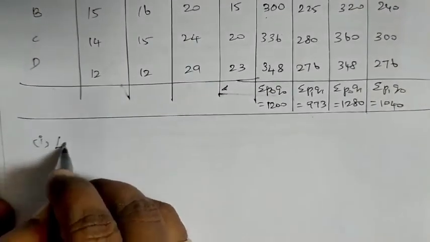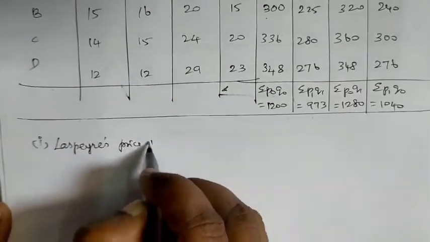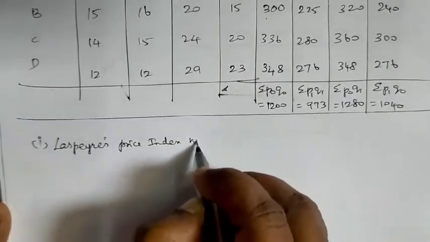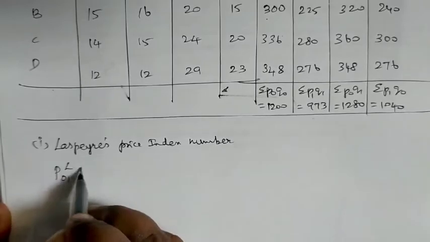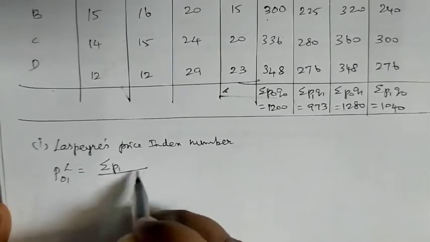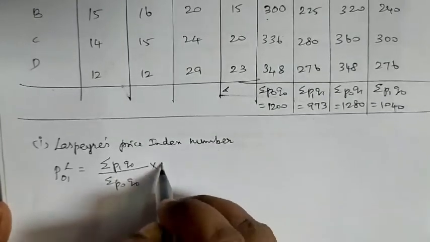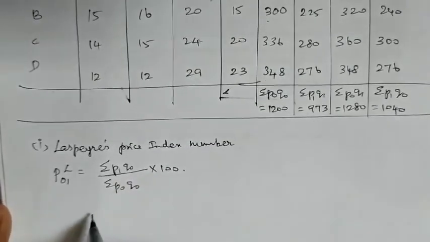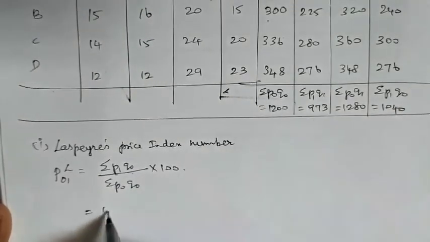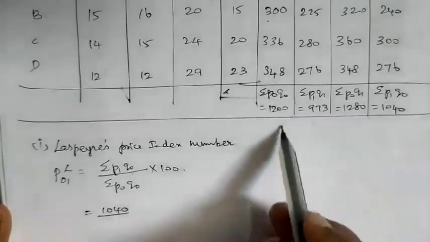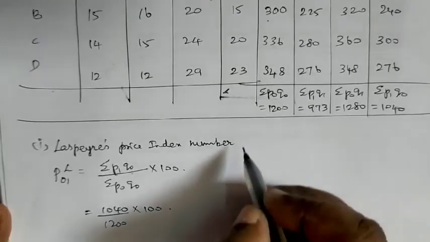Subdivision 1, Laspeyres price index number. What is the notation for this? P01 L, summation of P1 Q0 by summation of P0 Q0 into 100. Okay, now you substitute the values. Summation P1 Q0 here is 1040 divided by summation P0 Q0, 1200, into 100. Now we are going to use Calci to get the answer.